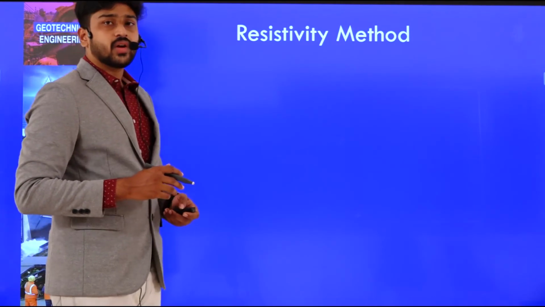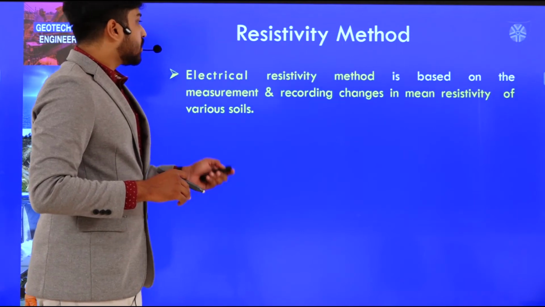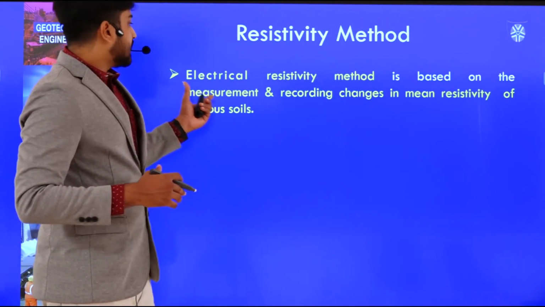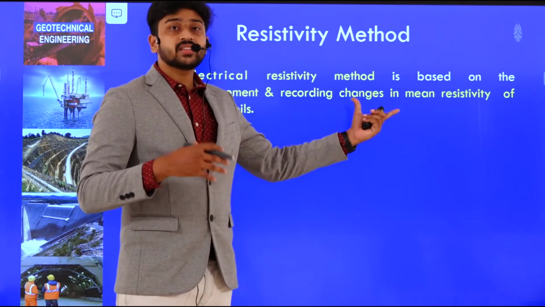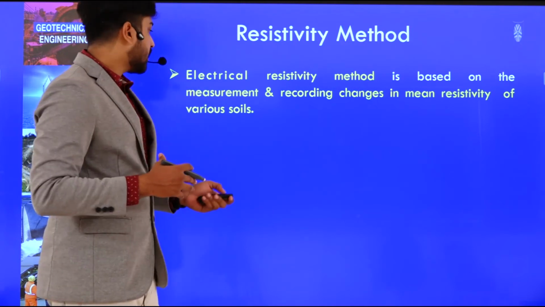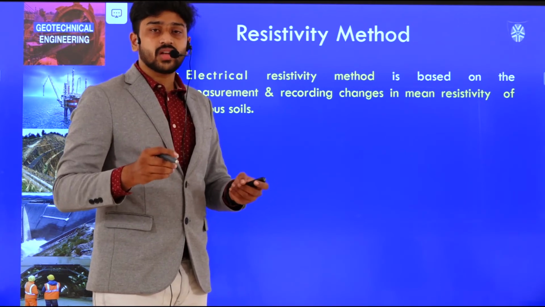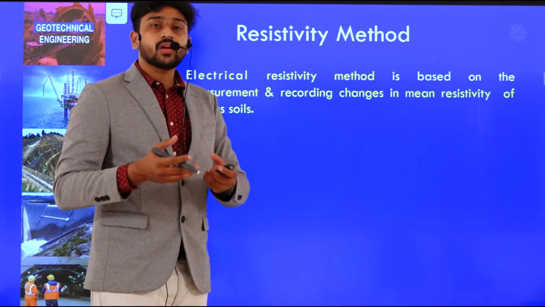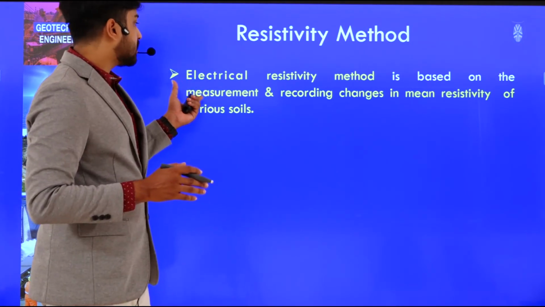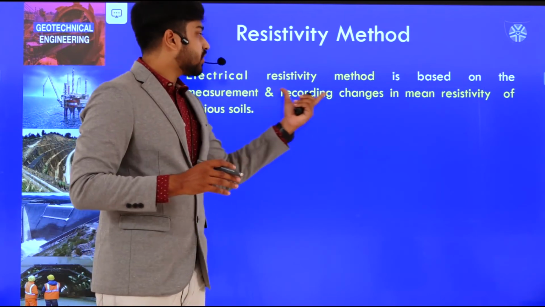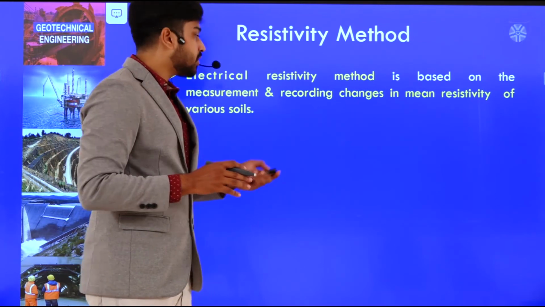So let us now try to understand the resistivity method. Okay, the second method, that is the resistivity method. In case of the resistivity method, it is generally based on the measurement as well as the recording of changes in the mean resistivity. That means we will try to understand by passing some amount of current through the soil, and then we will try to record that at particular different intervals. Just look at this definition here. It is a measurement as well as recording of changes in the mean resistivity, how it is changing. Okay, we will try to look at it.